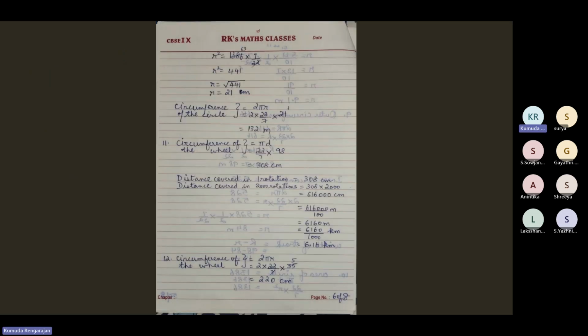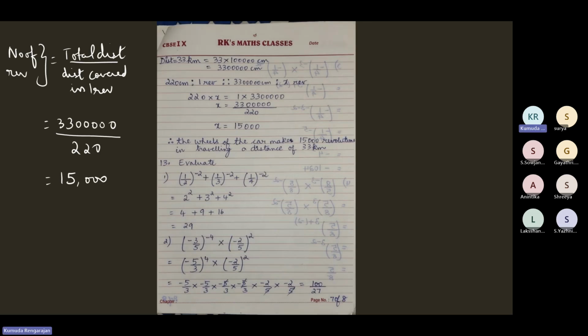Okay, so you can see the answer right below the 12th one. First, find the circumference of the wheel, 2 pi r, which is 220 centimeters. Then distance is given, but convert that to centimeters. And then you can use the formula. Number of revolutions is equal to total distance by distance covered in one revolution. Or you can use the proportion.